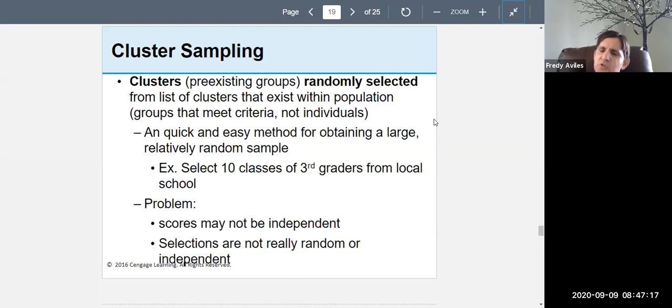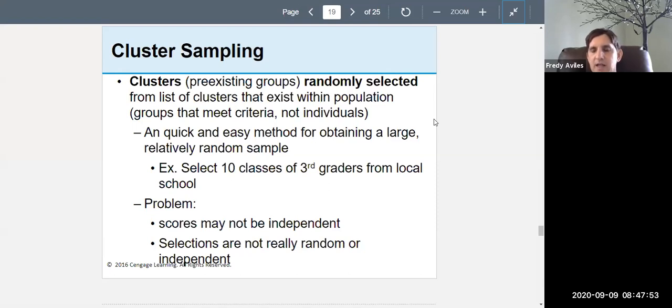It wouldn't be from a local school, it'd be more like from a district, because you probably don't have 10 third grade classes in an elementary school. They're usually not that large. You might have 3 or 5 classes of third graders, but let's say from the whole district, okay? There's several elementary schools in the district, and you select basically 10 classes from that district, 10 third grade classes. Anybody in that class is going to be selected, okay? Anybody in the class is going to be in the study. Those are clusters. They're groups that already exist, okay? So you can get a large number of people to be in the study very easily.